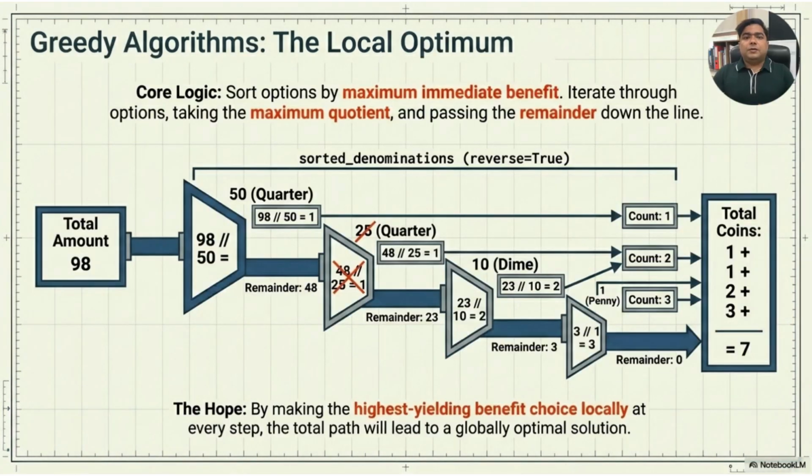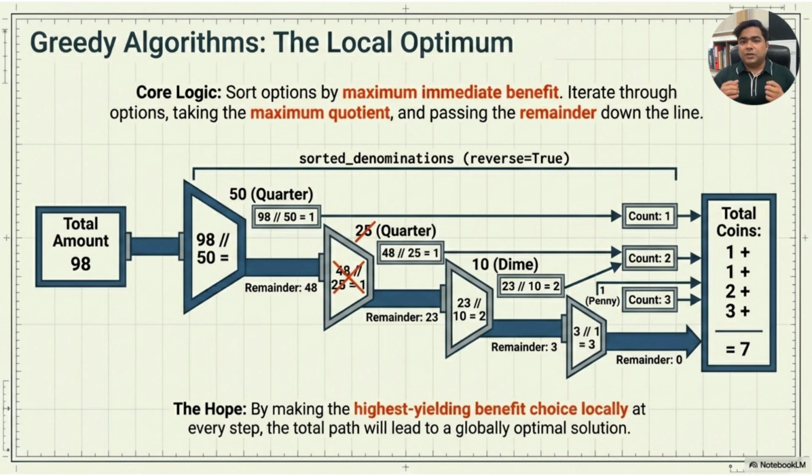This slide introduces greedy algorithms using a coin changing example. The core logic is simple: sort the available options by maximum immediate benefit, then choose the largest possible option at each step. In the slide, the total amount is 98. The algorithm first chooses the largest coin value that can fit into 98. It selects 50. After taking 50, the remainder is 48. Next, it chooses 25.